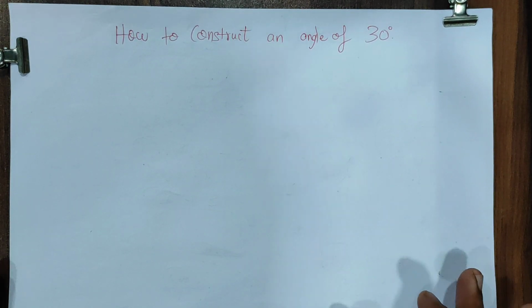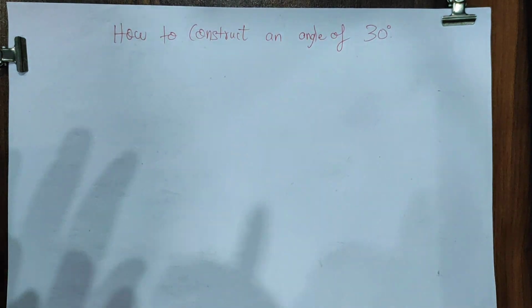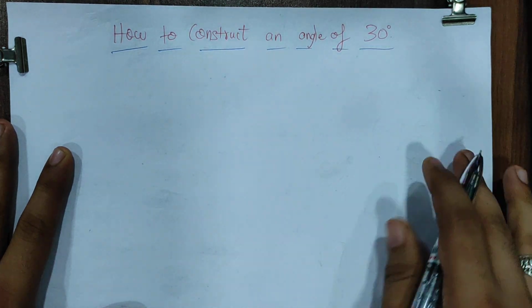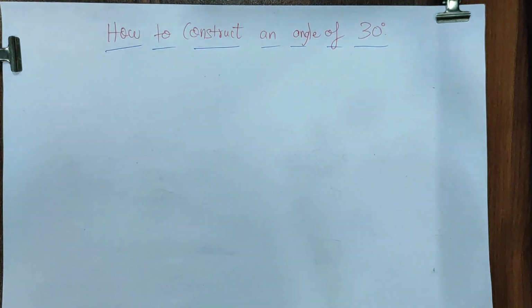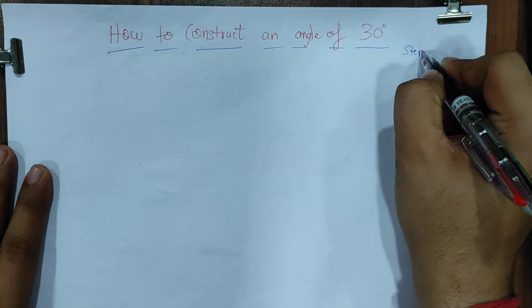Welcome students. So this is the second lecture for construction, and today we'll learn how to construct an angle of 30 degrees. It's very simple. Just pay attention, all of you. The steps I'll be following, I'll be writing over here.